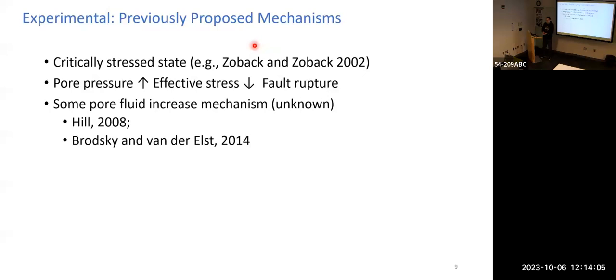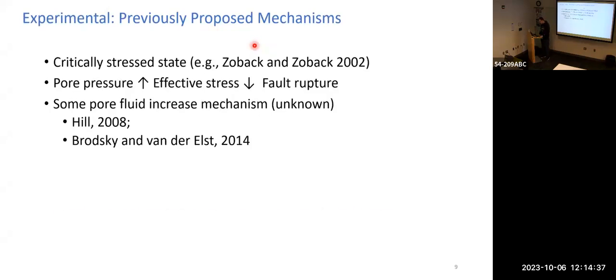And another hypothesis, added on the critical stress state, is that the pore pressure plays a very important role in the seismic triggering, because the increase of the pore pressure can decrease the effective stress, which means the friction on the fault is decreased, and that might cause fault rupture.